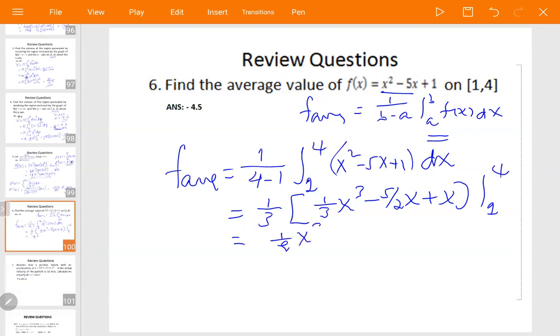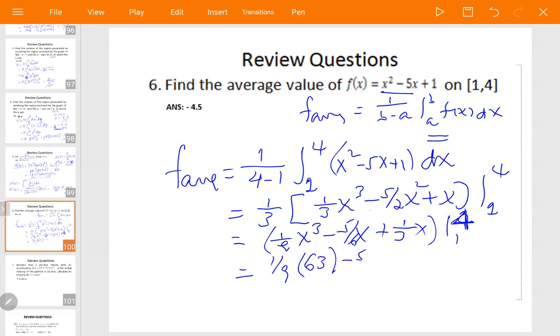So we have 1 over 9 x cubed minus 5 over 6 x squared plus 1 over 3 x, evaluated from 1 to 4. Now 4 cubed minus 1 cubed, 64 minus 1, that is 63, minus 5 over 6 times 4 squared minus 1 squared, 16 minus 1, that is 15, plus 1/3 of 4 minus 1, which is 3.